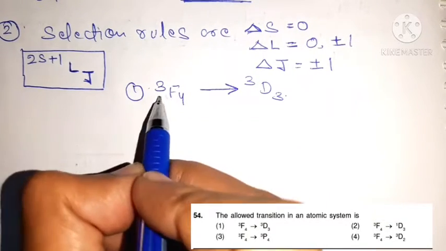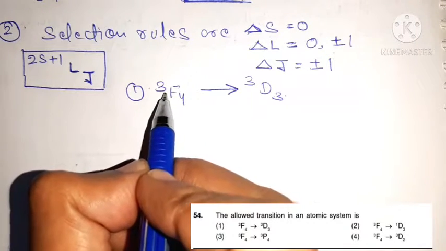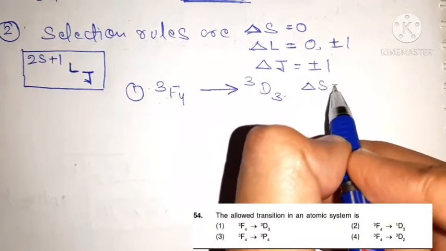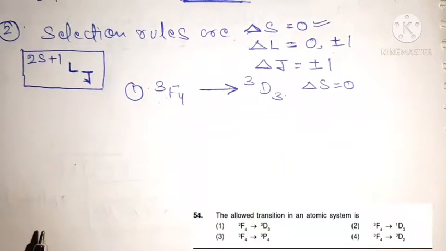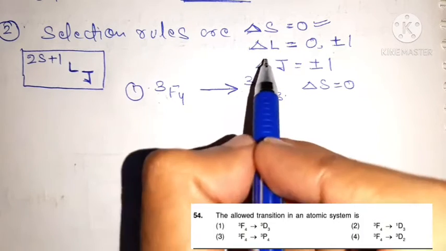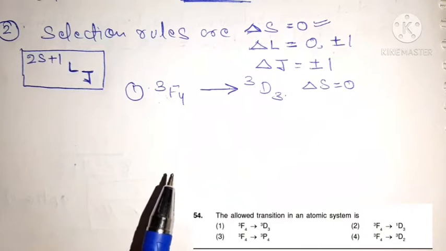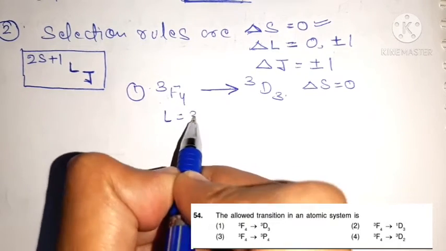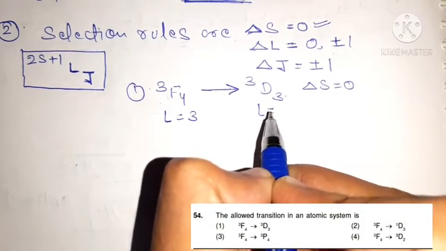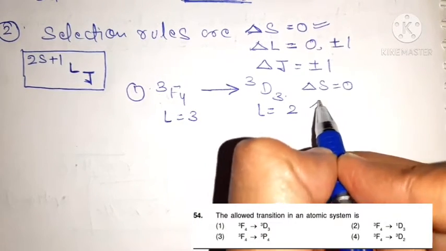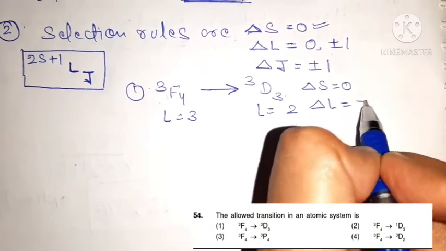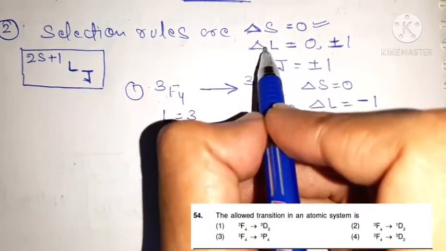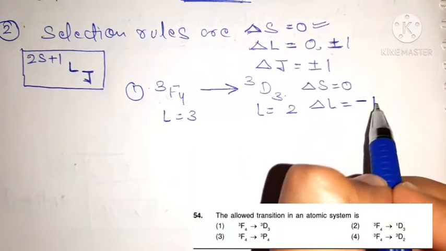Now here you see that the value of 2S plus 1 is 3, and here also the value of 2S plus 1 is 3. So the value of delta S will be 0. The first condition is satisfied. Another condition is delta L should be 0 or plus minus 1. The value of L for the F term is 3, and for the D term it is 2. So delta L is 2 minus 3, that is minus 1. This condition is also satisfied.